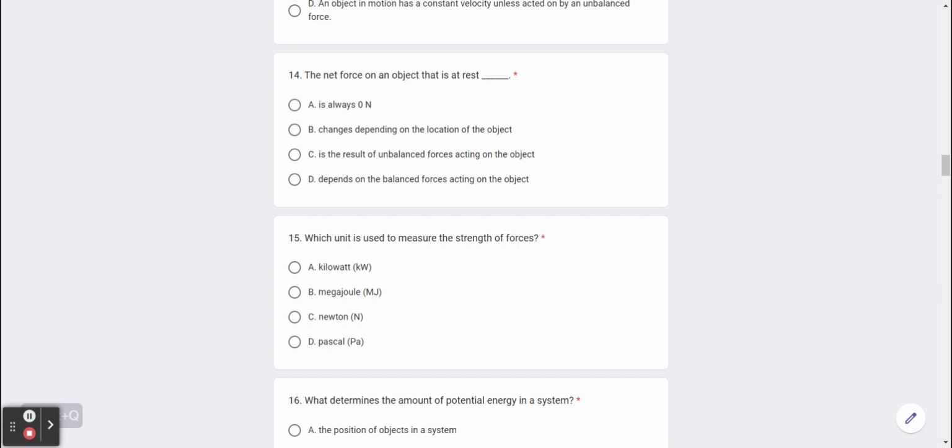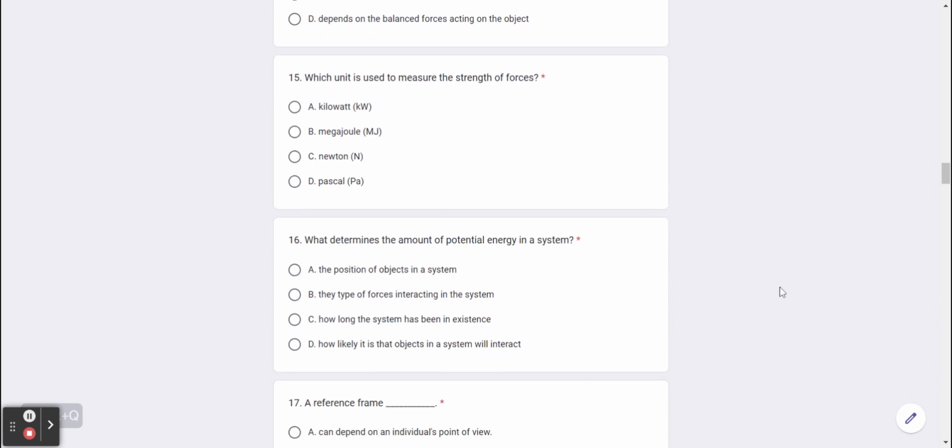15. Which is used to measure the strength of a force? A, a kilowatt, B, megajoule, C, Newton, D, Pascal.